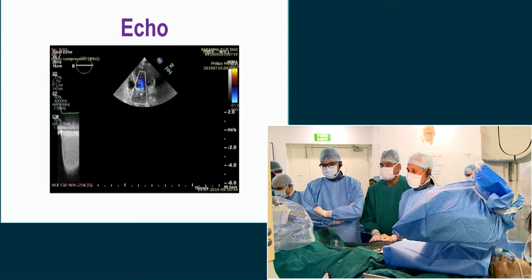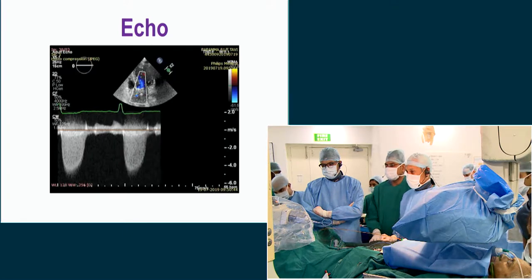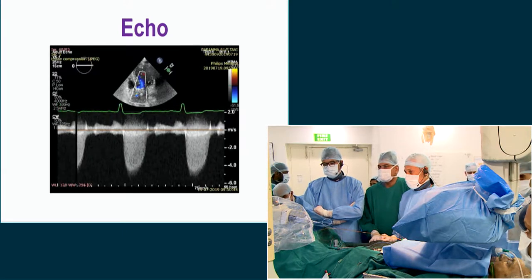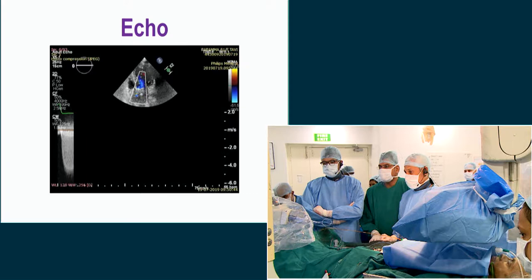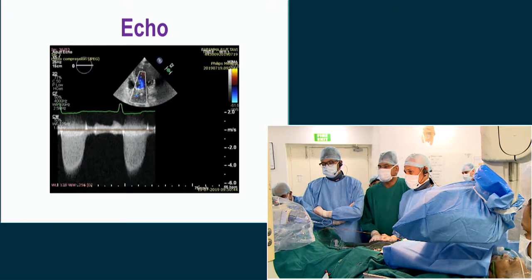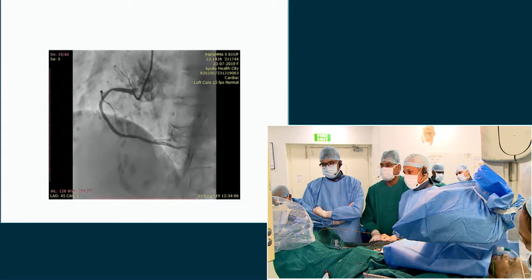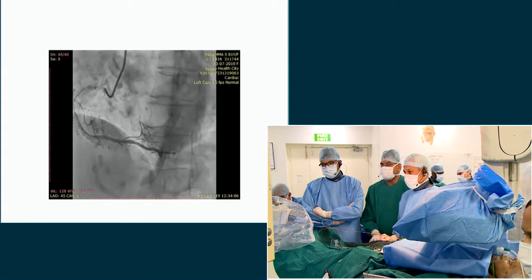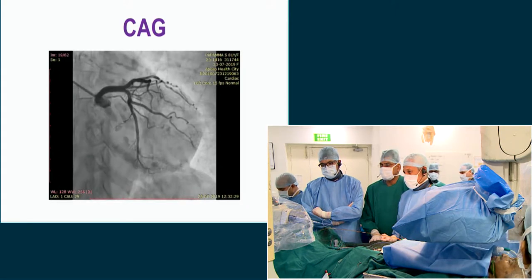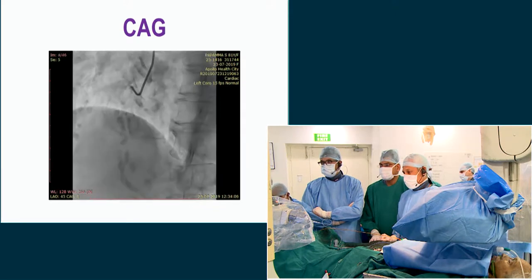2D echo showing severe aortic stenosis with velocity of 4.9 and mean gradients of 96 and 52. Coronary angiogram showing proximal RCA borderline lesion. Left system is normal.